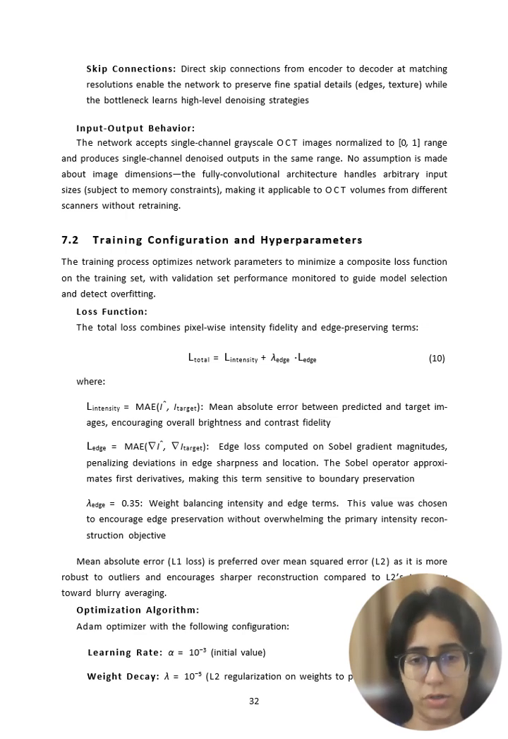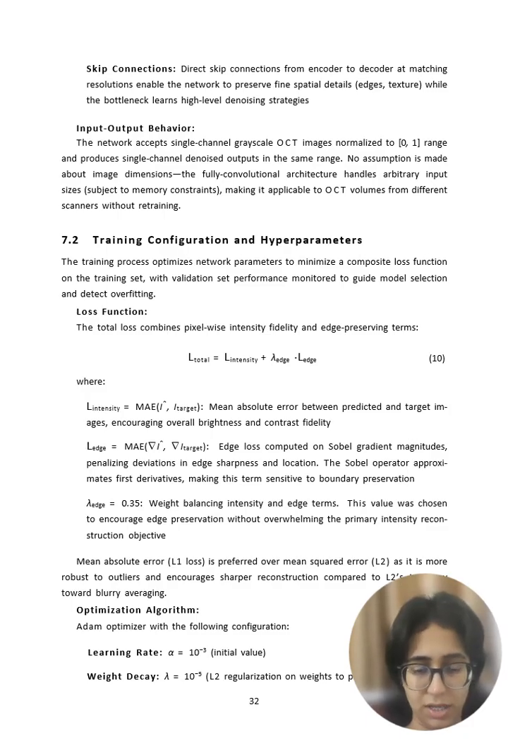So now we move on to training configuration and hyperparameters. The total loss consists of loss in intensity plus lambda times loss of edges. The loss in intensity is the mean absolute error between predicted and target images. It takes care of overall brightness and contrast fidelity, and loss in edge is the mean absolute error computed on Sobel gradient magnitudes. Lambda is 0.35, which we have chosen to encourage edge preservation without overwhelming the primary intensity reconstruction objective. This was the best value for this purpose.